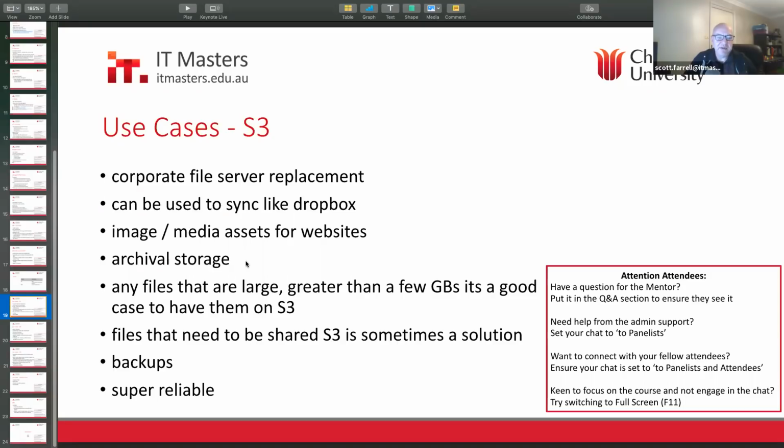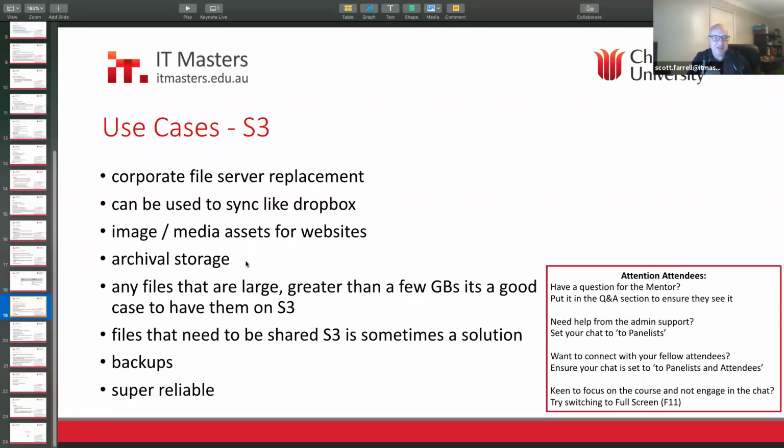Archival storage is one of the really big uses. If we have to keep files for 3 years or 7 years and we want to move them off our corporate file server, S3 is a great place to put them because it's pretty much unlimited, and it's relatively cheap for corporates. Any files that are large, greater than a few gigabytes, are a good case for S3. If you've got a file that's 100 gig in size, where should you put it, EBS or S3? It's fairly clear because it's a big file. Put it up on S3. For files that need to be shared, S3 is sometimes a solution. Remember, you can get shared access from S3, but it depends. EFS might be the better answer, but S3 is one way of sharing them.